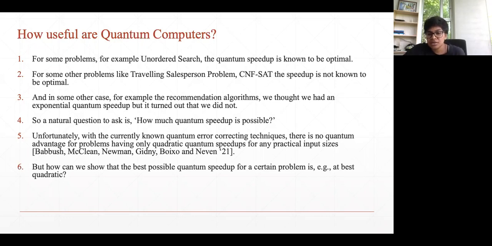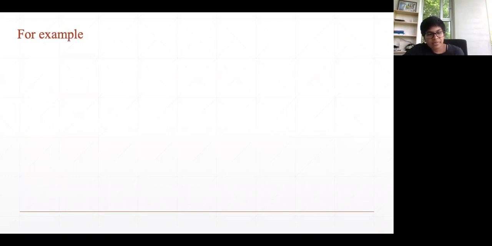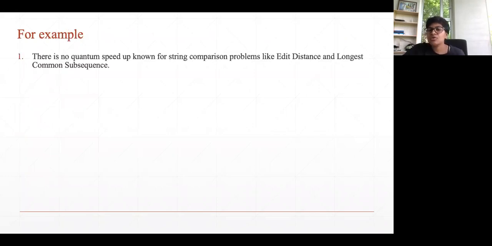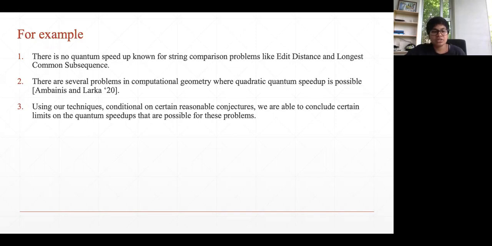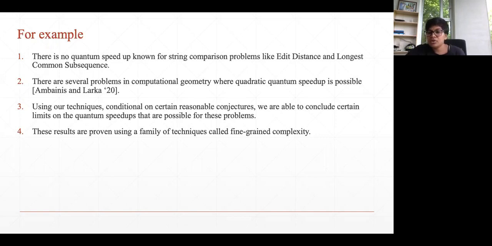But how do we assert that the best possible quantum speedup for certain problems is, say, at best quadratic? We will see that we can do it by proving something called lower bounds. For example, what we will be seeing in this talk is, we do not know of any quantum algorithms for edit distance and longest common subsequence which are better than the classical ones. And in the case of these computational geometry problems, we have quantum algorithms that are quadratically faster, thanks to Ambainis and Larka's result in 2020. And using our techniques, what we show is that the speedups that we have for these computational geometry problems could be the best. And it's very likely that there is no quantum speedup possible for edit distance and longest common subsequence as well. We prove these results by using a technique called fine-grained complexity.